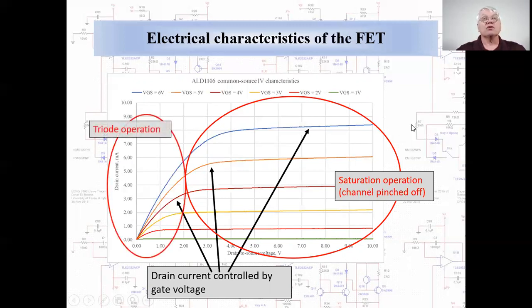But when the drain voltage is low, the channel is not pinched off. The FET is said to be in triode when it operates with a continuous channel. The chief use of the FET today is in digital logic, where it is switched between cutoff, no conduction, and triode operation. If we want to use the FET as an amplifier, we'll operate it in its saturation regime.